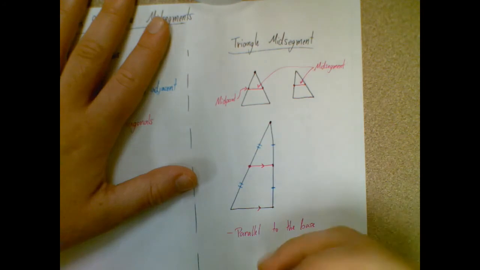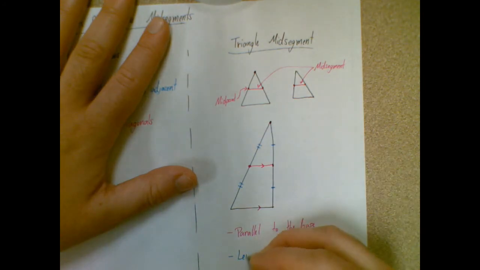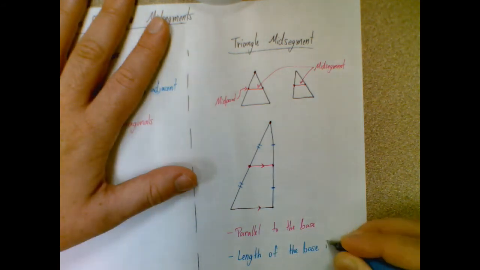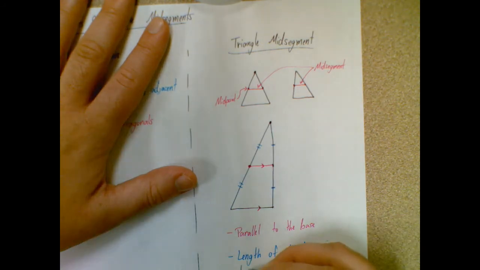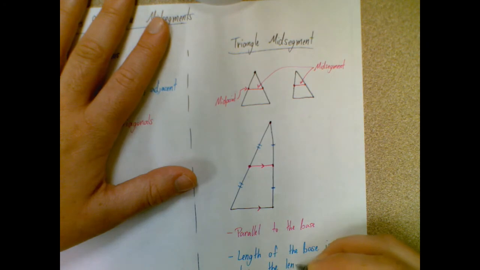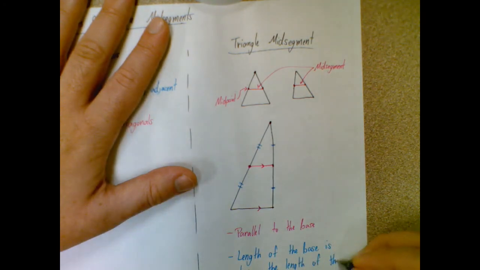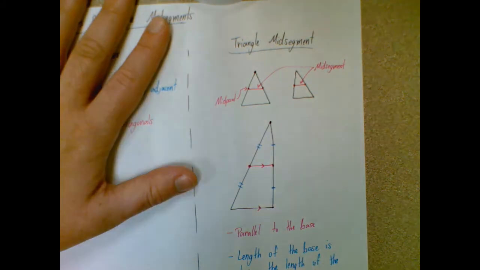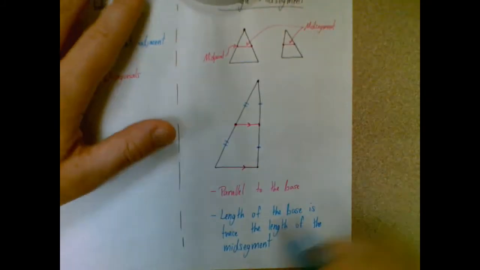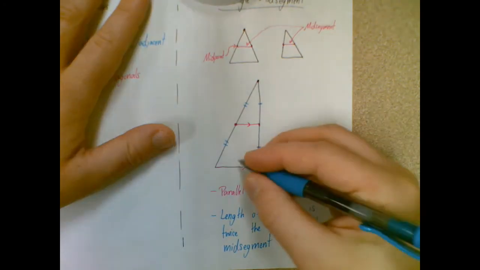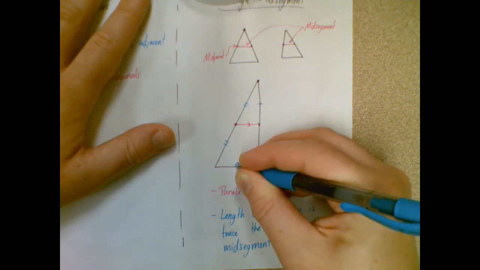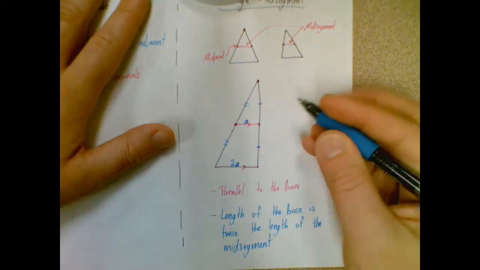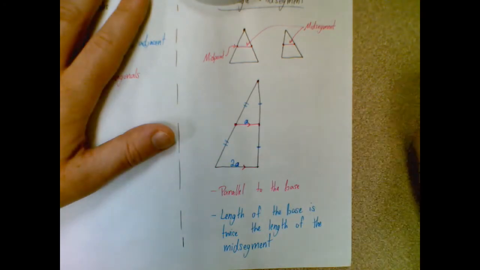But also, the length of the base is twice the length of the midsegment. Okay, so scroll down here. So the length of the base is twice the length of the midsegment. What do I mean? I mean, if I call this A, actually let's call this one A so we don't deal with fractions, then this one has to be twice as long. So it's going to take up twice as much room.